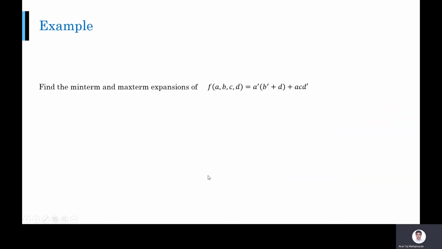Okay, so let us take some more examples. Find the minterm and maxterm expansions of this function: F of a, b, c, d is equal to a' b' plus a d plus a c d'. So how do you go about this? One way, of course, is to write the entire truth table of all combinations and see for what minterms the f is going to be 1, and take the sum of that.